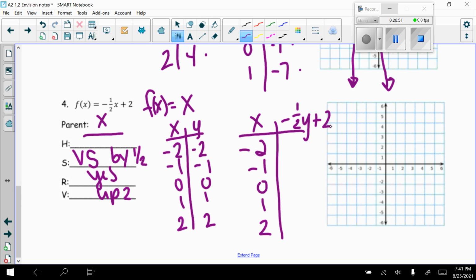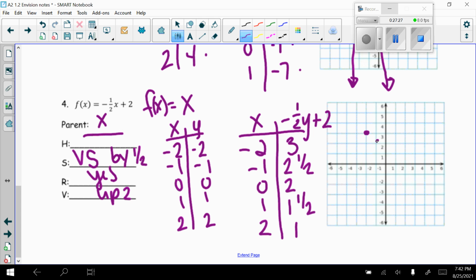So -2 times -1/2 puts me at +1. +1 plus 2 puts me at 3. -1 times -1/2 puts me at +1/2. 1/2 plus 2 puts me at 2.5. 0 times -1/2 is 0, plus 2 is 2. -1/2 times 1 is -1/2 plus 2, so I'm at 1.5. 2 times -1/2 puts me at -1. -1 plus 2 is 1. These are the points I'm going to plot. So -2, up 3.